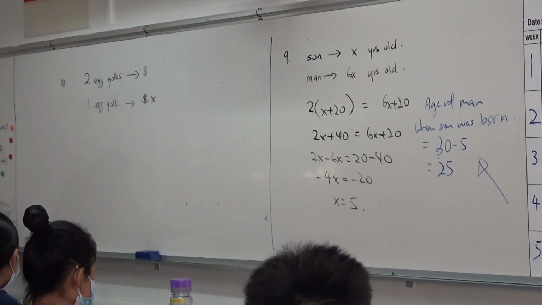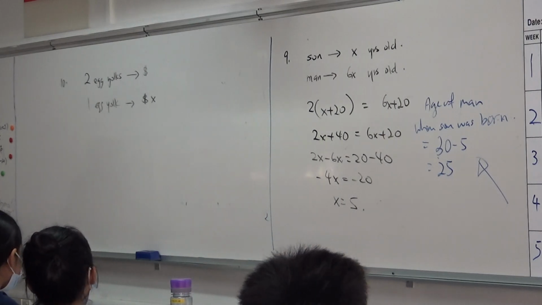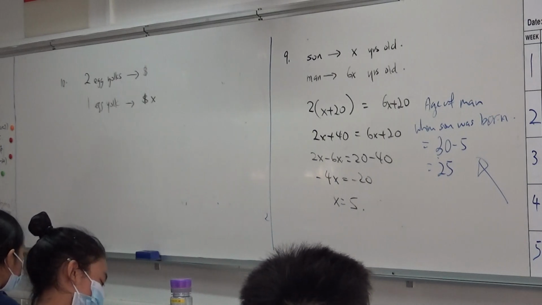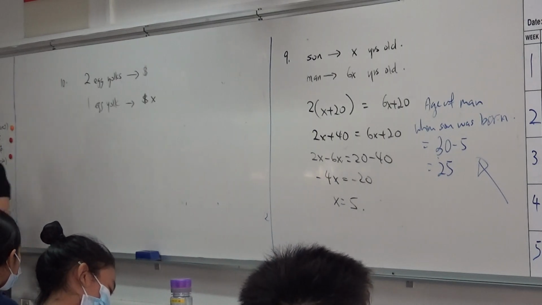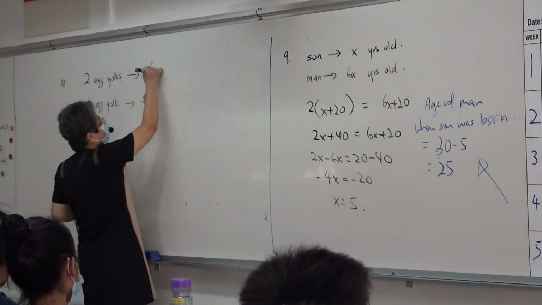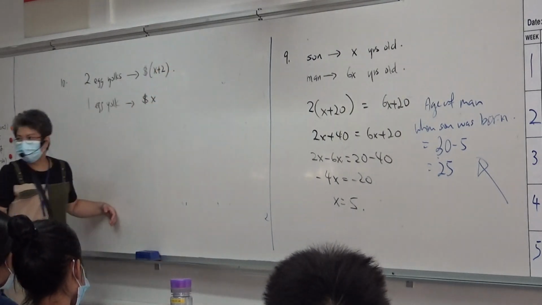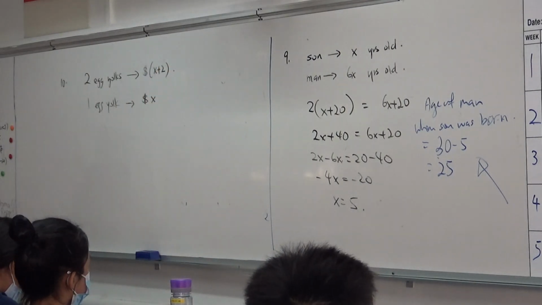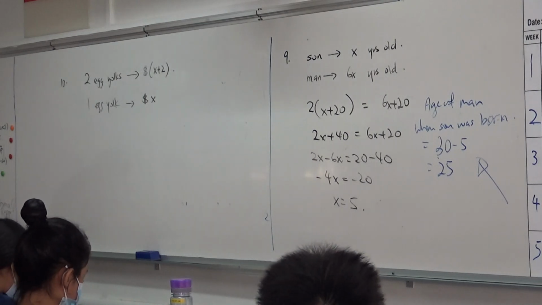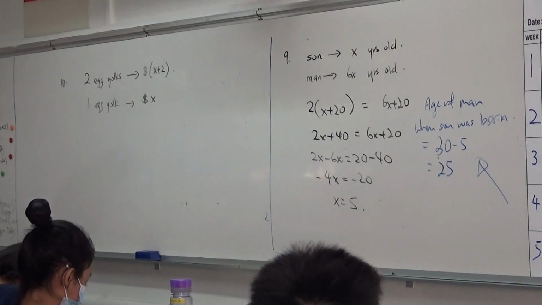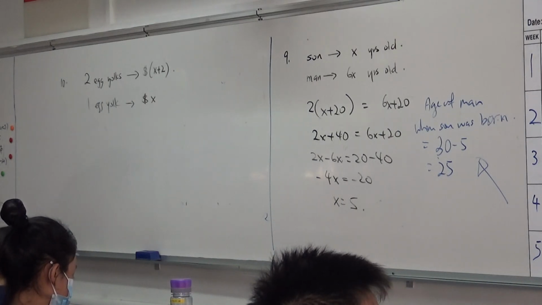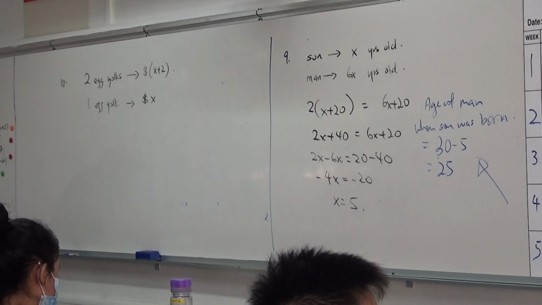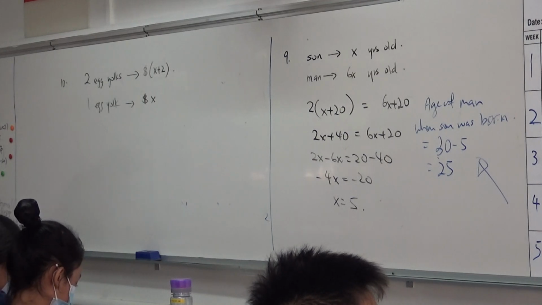$2 more than it. So is it 2x or x plus 2? X plus 2, it's not twice the money, so it's x plus 2. Okay? Everybody okay? Alright, then the question says this. The cost of 6 mooncakes with 2 egg yolks and 5 mooncakes with 1 egg yolk is $130.80. Find the cost of a mooncake with 2 egg yolks.